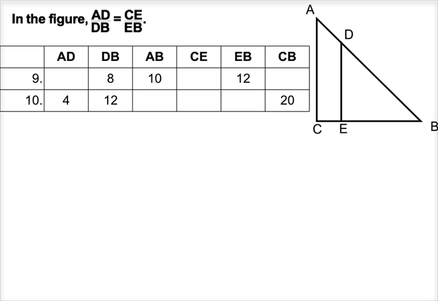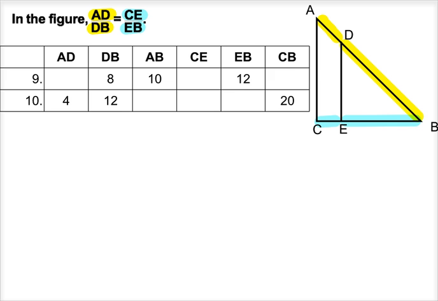Next problem. In the figure, AD over DB equals CE over EB, and they want us to find some missing values. If I look at where these are coming from, here I have AD and DB. AD is the shorter piece, and DB is the next segment in line. If I look at the other side, CE and EB, CE is the short piece, and EB is the rest of that. All right, so let's fill in.